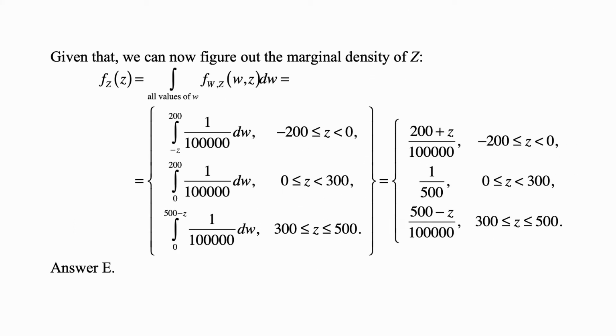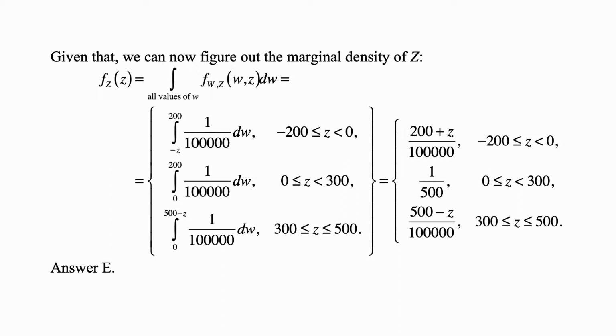So now we can figure out the marginal density of z by taking f sub z of z to be the integral over all values of w of f wz of wz dw. And that's the integral from minus z to 200 when z is between negative 200 and 0 of 1 over 100,000, which we just calculated as the density. Then for z between 0 and 300, the integral goes from 0 to 200. And for z between 300 and 500, it goes from 0 to 500 minus z. And in all cases, it's the integral of a constant.